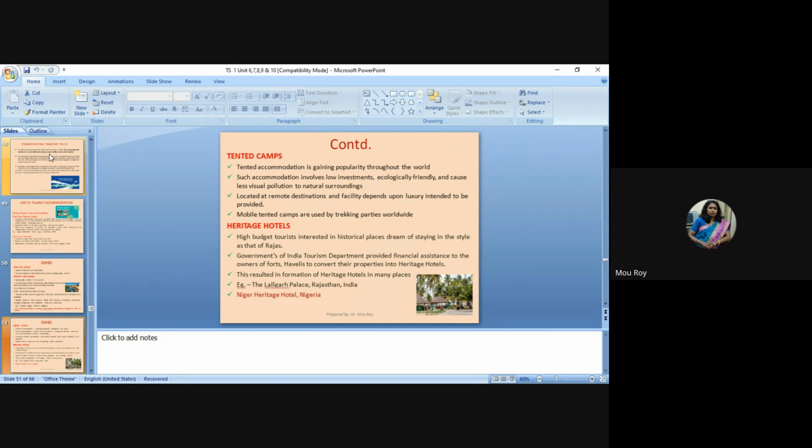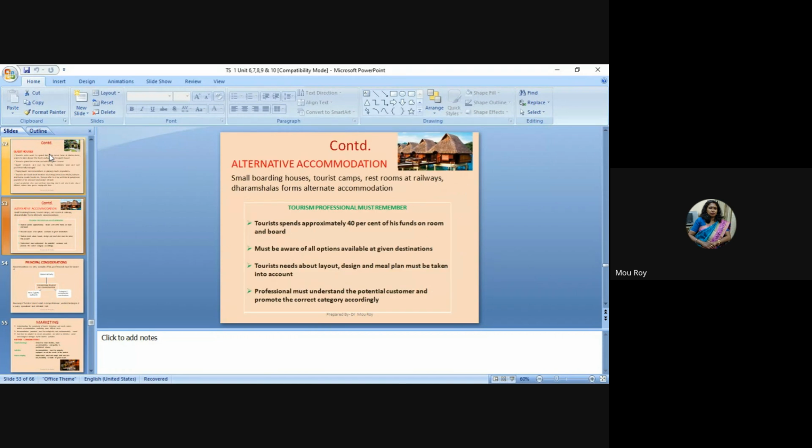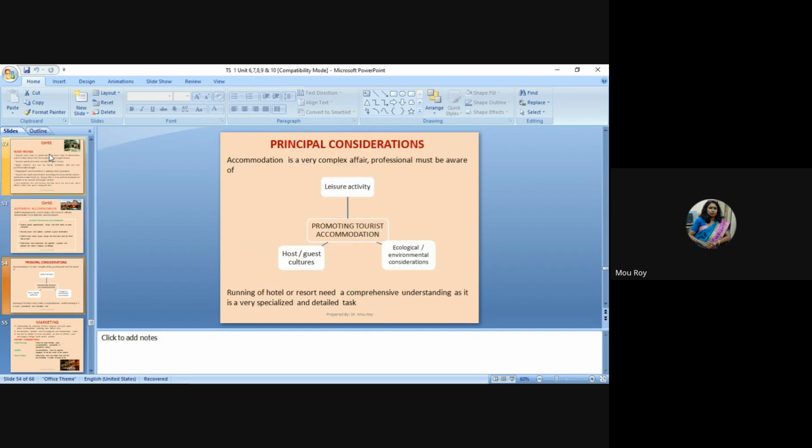And of course you might be aware of all these film stars. They have destination weddings which take place in these palace hotels at Rajasthan only. Then guest houses and alternative accommodation, which I told you is known as supplementary accommodation. Then there are dharmashalas and all.